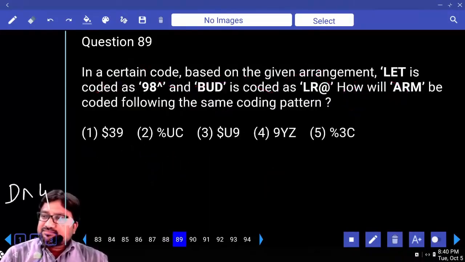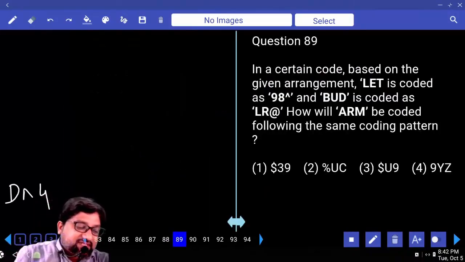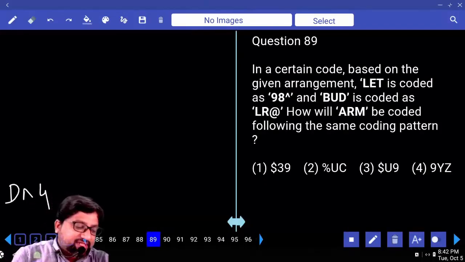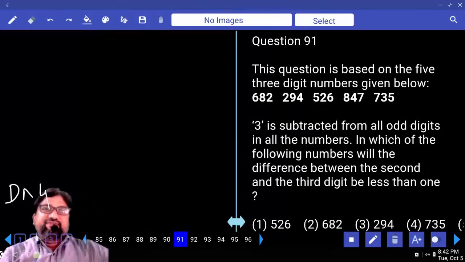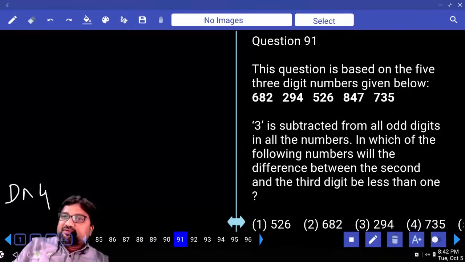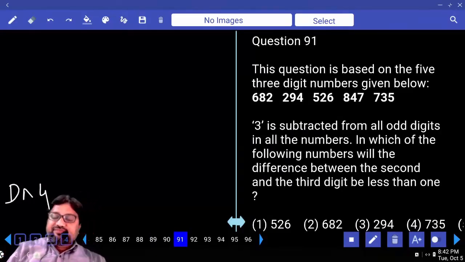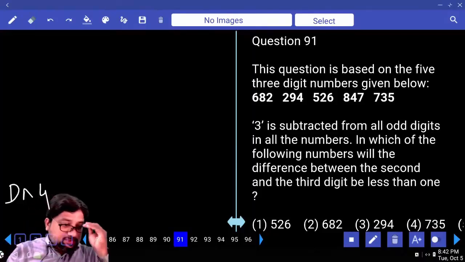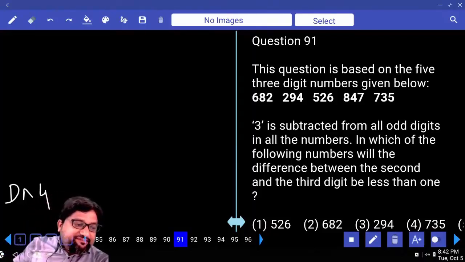89. Acha, we'll come back to this later. But let's go for the next ones. We'll come back to that later. Let's try from 91 to 95 first. Come on, 91 to 95, try it. 91 to 95. Come on.